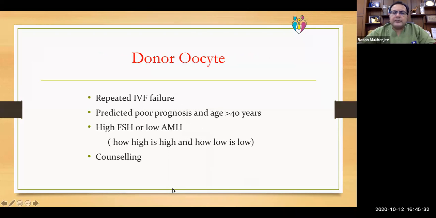Coming to a donor oocyte, when would you consider that it may not be a good idea to continue there? Well, repeated IVF failures, predicted poor response, age more than 40, high FSH or low AMH is somewhere. But again, we don't know how high is high and how low is low. I think that's another important point where donor oocyte counseling can be done, where that may make a difference.